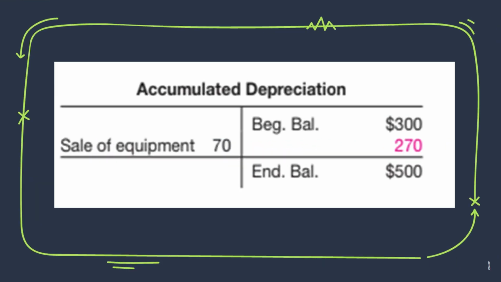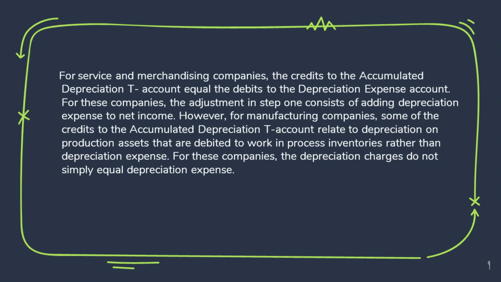The same logic can be depicted using the accumulated depreciation T account. Given that we know the account's beginning and ending balances and the amount of the debit that would have been recorded for the sale of equipment, the credit side of the T account must equal $270. For service and merchandising companies, the credits to the accumulated depreciation T account equal the debits to the depreciation expense account. For these companies, the adjustment in step 1 consists of adding depreciation expense to net income.